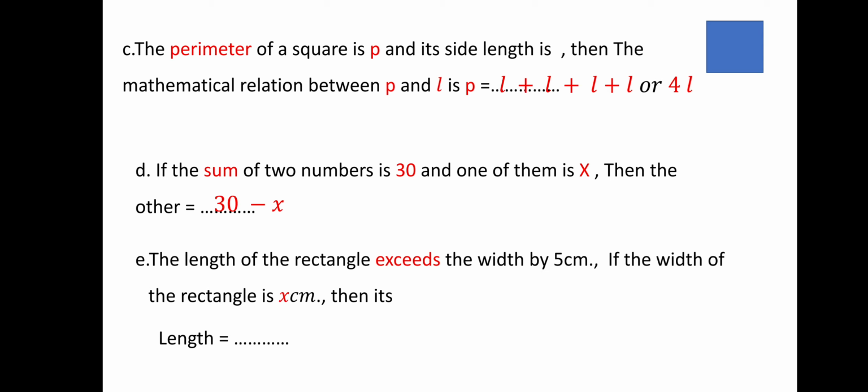Number E, the length of the rectangle exceeds the width by 5 cm. Exceeds means plus, it's a keyword of addition. If the width of the rectangle is X, so the length will be addition, so it will be X plus 5.